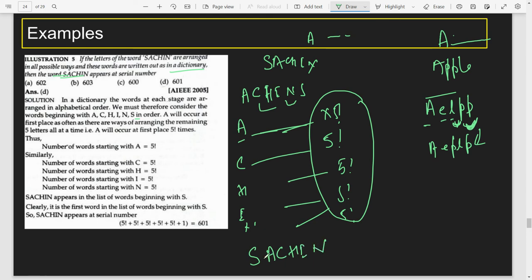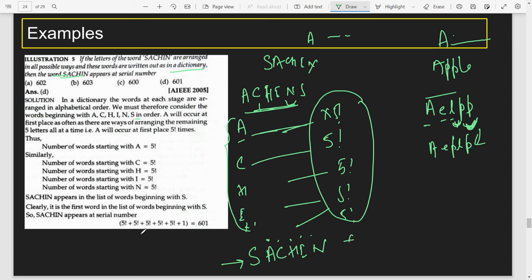So why is that? Because alphabetically, if you arrange all the letters and you start with the S, then you have to arrange everything alphabetically. In the alphabet, A comes first, C comes second, H comes third, then comes I, then the N.